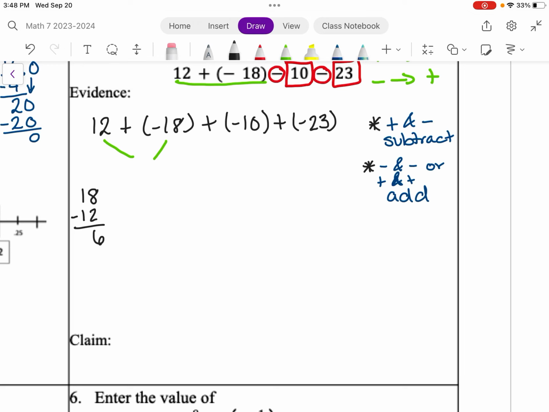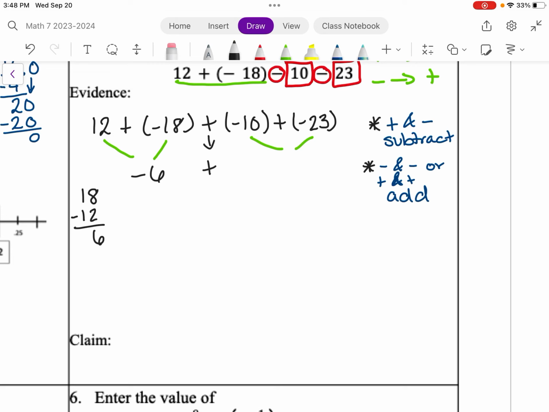Now I have to decide whether this solution is going to be positive or negative. Again, looking back at my 12 and my 18, I'm going to look at the bigger number. That is my 18. My 18 is a negative, making my answer also a negative. Okay. I'm going to bring down this plus sign. And now I'm going to work with these next two numbers.